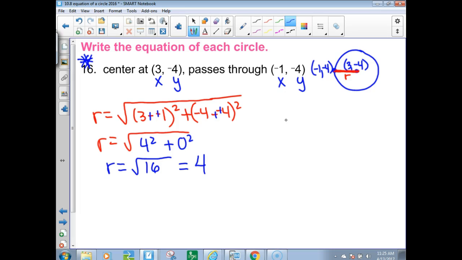All right, now that I have the radius is 4 and the center is at (3, -4), I write the equation for the circle. You want to fill that one in for me? Crystal, you do that one for me?